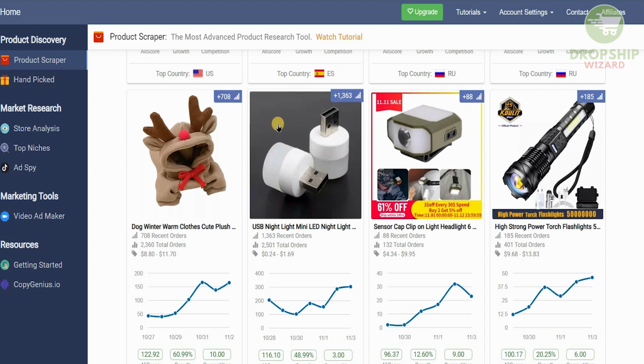The second thing that you should do is understand the market that you want to enter. With Shopify.com, you'll be able to enter multiple locations.